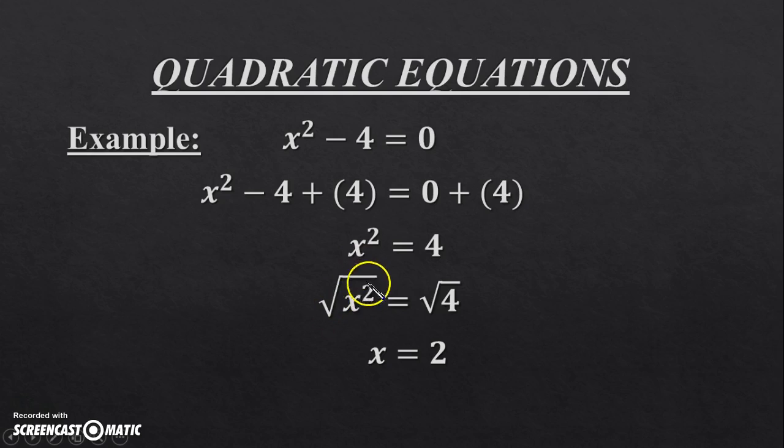So the square root of something squared is just that number right here, x. And the square root of 4 is a number times a number, and the only thing that can measure up to that, staying positive, is 2. So we have x equals 2.